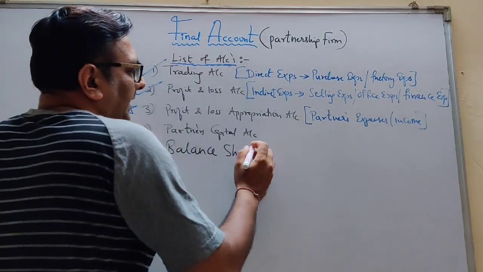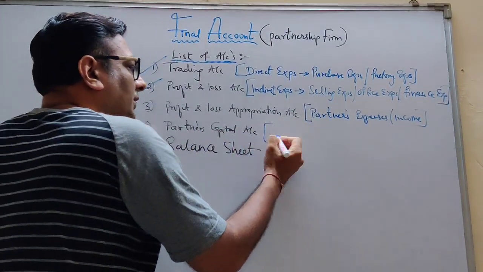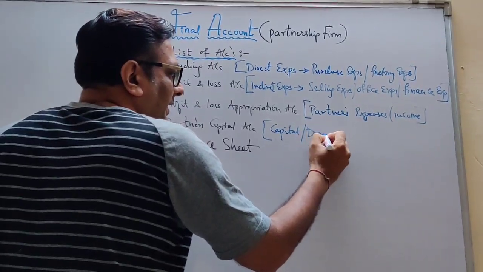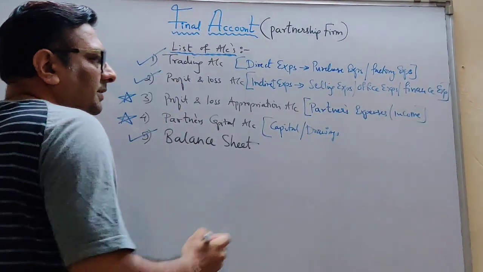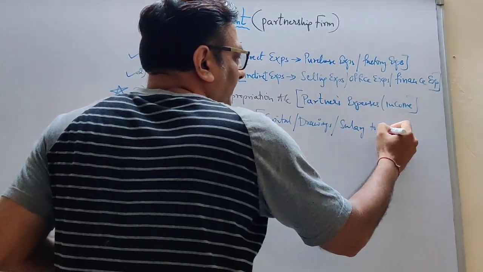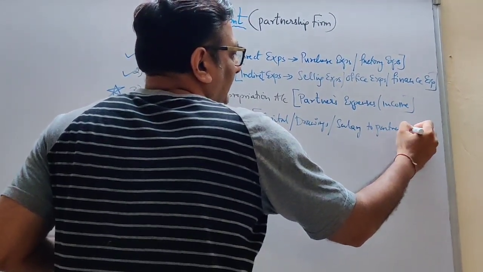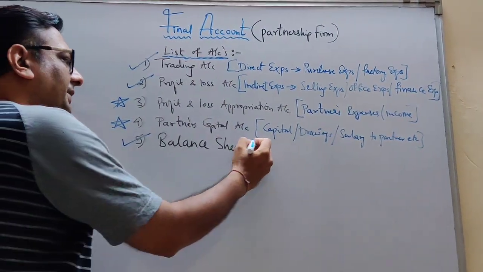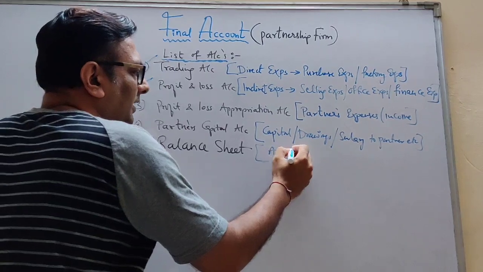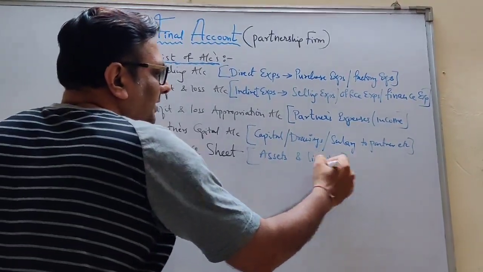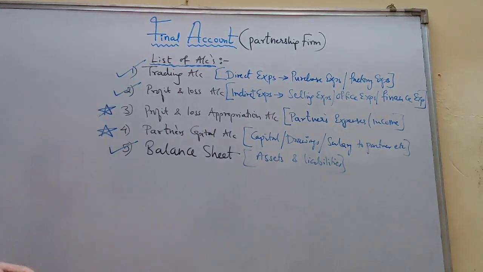And in partners capital account you will record capital balances, drawings of the partner and salary to partner and many more entries. Again I am going to discuss it later. In balance sheet we record assets and liabilities. So these are the things which you record. So take down this note.